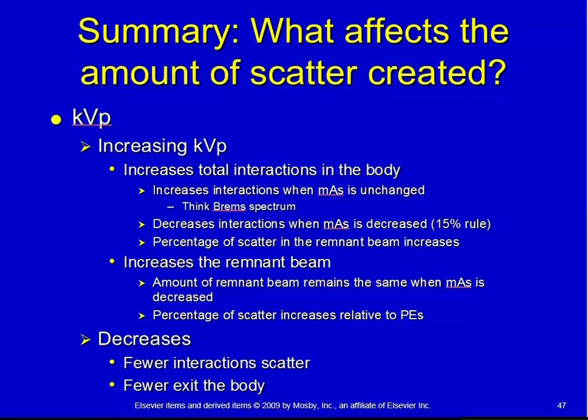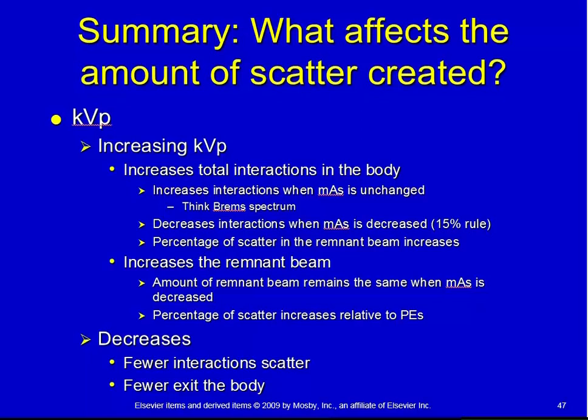So in summary, the amount of scatter that's going to be created is going to be determined by a number of different things. KVP is the technical factor that will affect the creation of scatter. There are other technical factors as well that we've talked about. The amount of filtration is going to affect the percentage of scatter radiation. The change from single phase to three phase is going to affect scatter radiation. But realistically, the technical factor that you're going to use on a daily basis is going to be KVP.